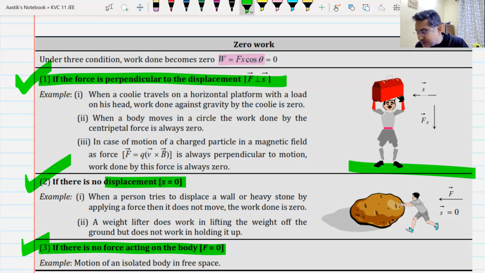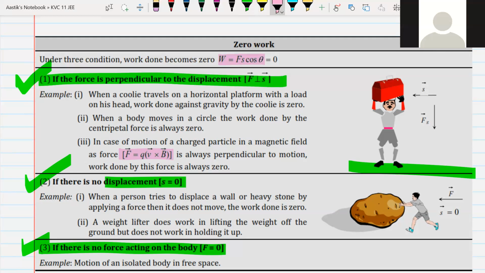Don't have to write the examples. If you want, you can write it just for making you understand why this work done is 0. This formula we will come across in your 11th standard, in your 12th standard. You don't have to worry about it right now. Just understand when is work done 0. I'll give you 2 minutes to note it down.